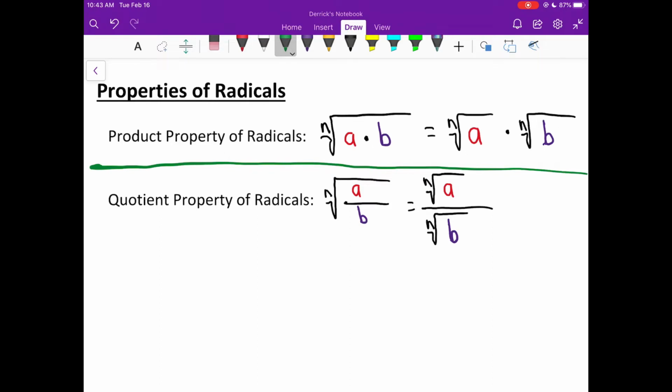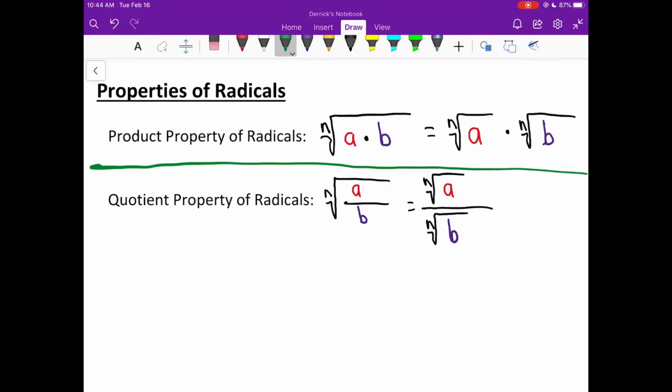So what the product property is saying is if you have two terms that are being multiplied under one radical, you have the option of, instead of looking at that as one big problem, you can split them up and give each term their own radical, and then multiply them afterwards. And then for the quotient property, it's saying the same thing except just for division. If you have two terms that you are dividing underneath one radical, you can choose instead to give each term, the numerator and denominator, their own radical and then divide them afterwards.